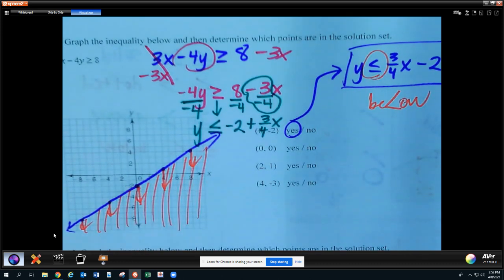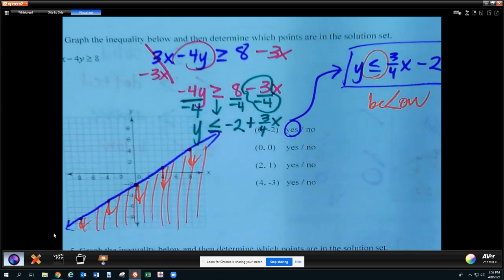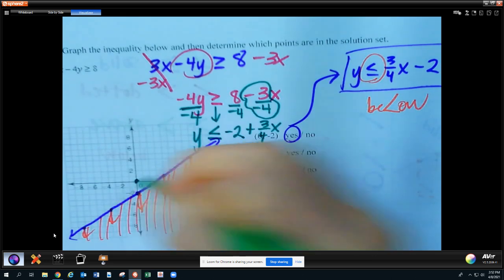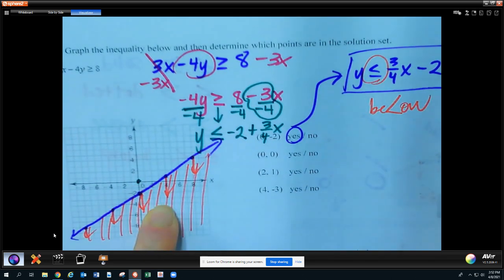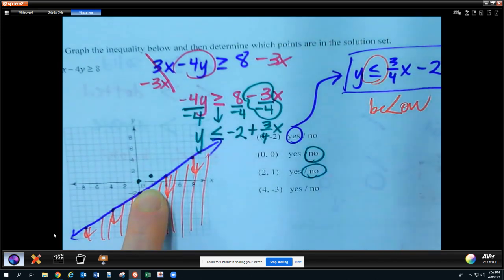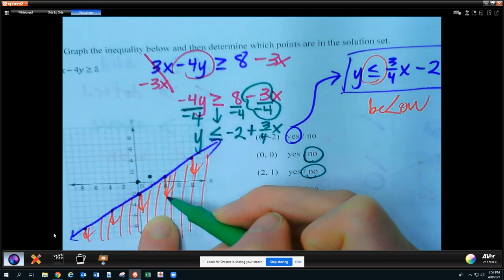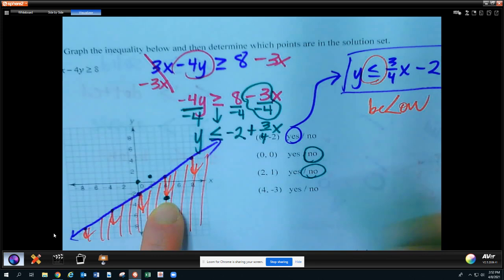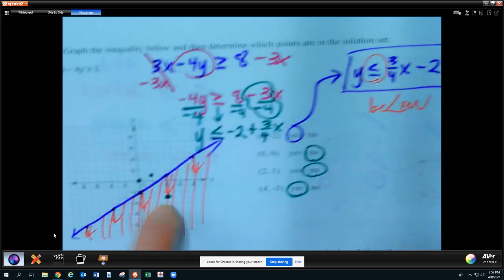0, 0. Let's use this one. Let's use green. Okay, 0, 0. Does not fall in the shaded region, so no. 2, 1. Does not fall in the shaded region. And then 4, negative 3, right there, definitely yes.